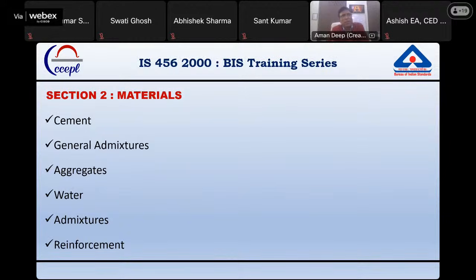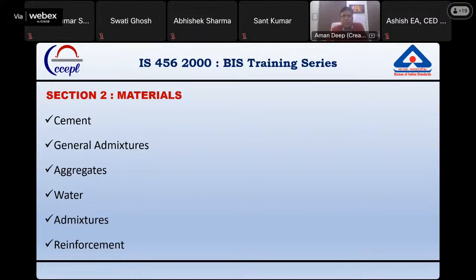So, dear friends, the basic constituents of the concrete, the materials for the concrete, if we consider, this slide shows the general requirements for the RCC, wherein cement is basically the important aspect for the concrete mix design, wherein the cement plays the role of binding the different aggregates and the materials. Then we have some provision of general admixtures. Now these admixtures can be an integral part of the concrete as cementitious, and there may be some other chemical admixtures also.